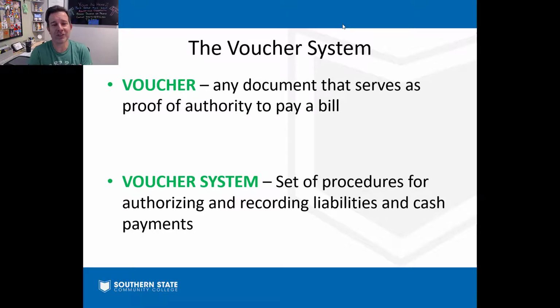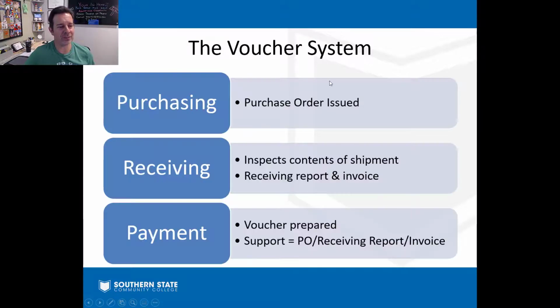And so a voucher is just part of our paper trail. The voucher system is all the procedures put together for recording the liability and the expense and then the cash payment. Our voucher system might involve a couple of different things. It might involve the purchasing department issuing what we call a PO, or purchase order: hey, we're going to make an order, here's what we're ordering.